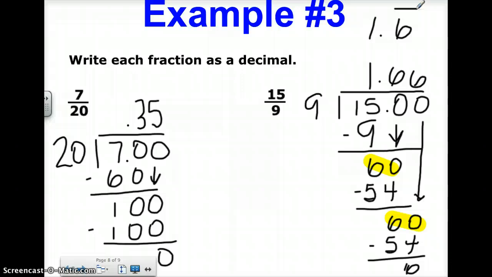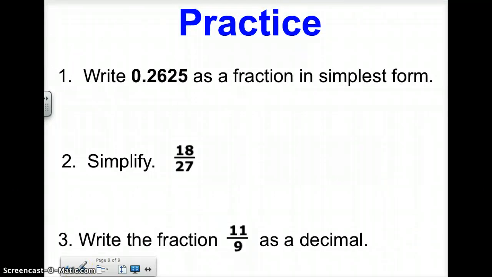I would like for you to try the next 3 questions on your own, and make sure you come to class tomorrow with any questions that you might want to ask me. We will do lots of practice on converting decimals into fractions, reducing fractions to lowest terms, and changing fractions to decimals.